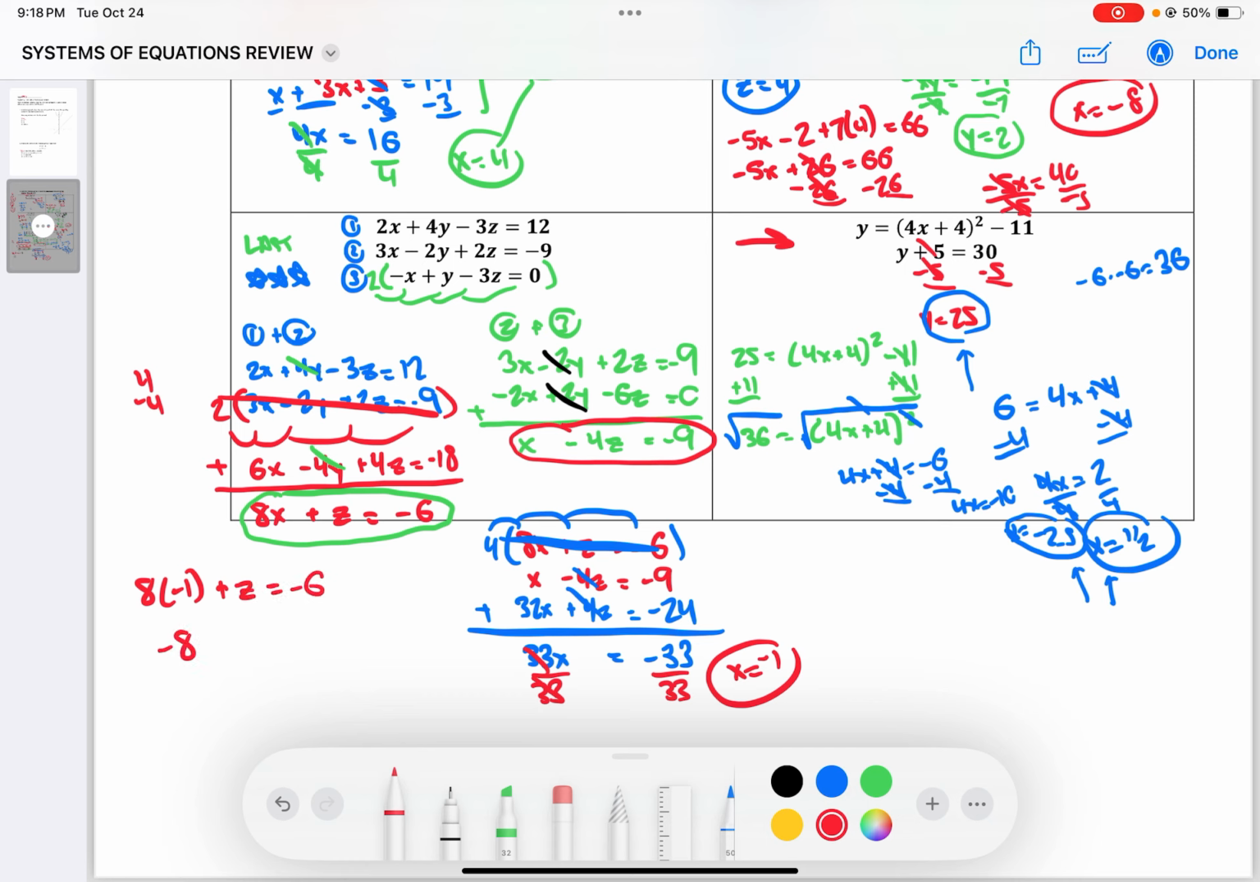Referencing that equation right there, 8 times x plus z equals negative 6. 8 times negative 1 is negative 8. And then I add 8 to both sides. And z is negative 6 plus 8, which is positive 2. Okay?